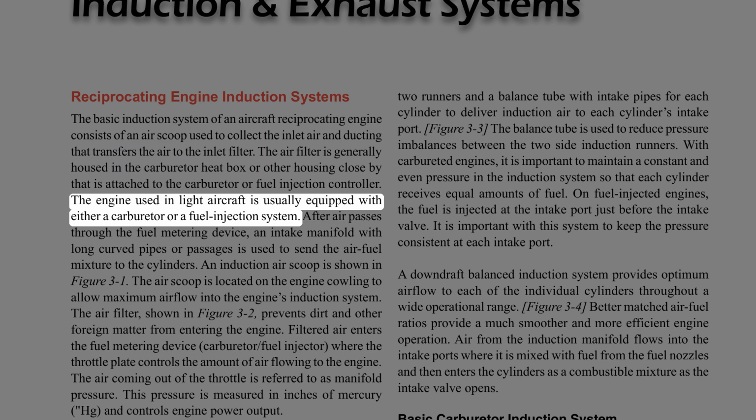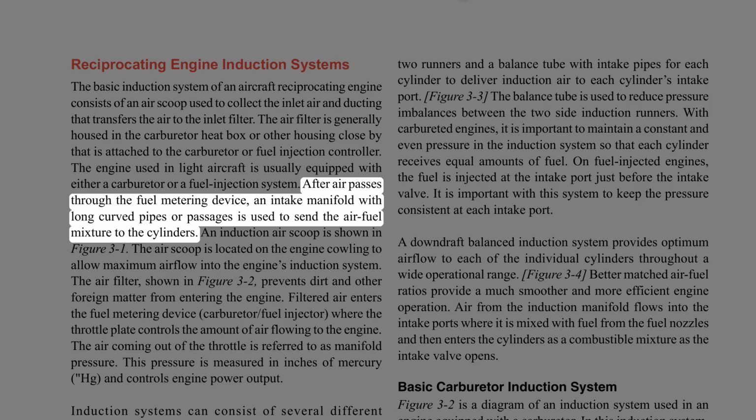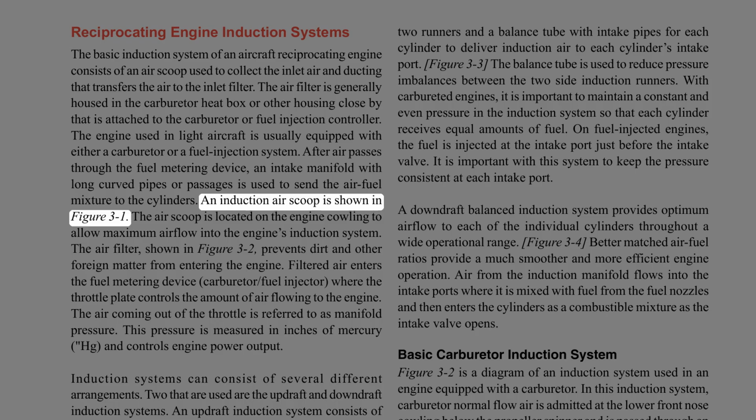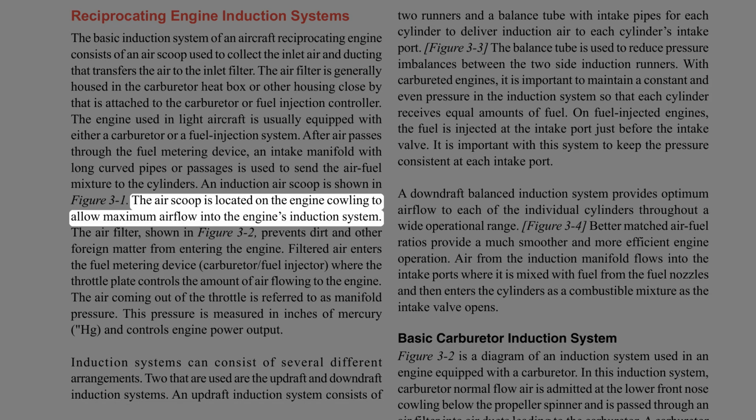The engine used in light aircraft is usually equipped with either a carburetor or a fuel injection system. After air passes through the fuel metering device, an intake manifold with long curved pipes or passages is used to send the air-fuel mixture to the cylinders. An induction air scoop is shown in Figure 3:1. The air scoop is located on the engine cowling to allow maximum airflow into the engine's induction system.